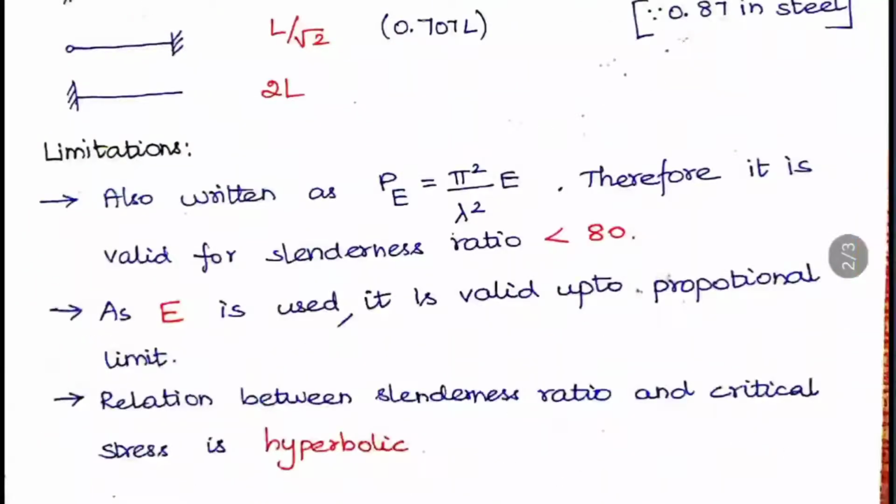So these are some limitations given for Euler's rule. It is also written as pi square E by lambda square. Therefore it is valid for a slenderness ratio less than 80 only, okay. And as E is used here, it is valid up to the proportionality limit only, and the relation between the slenderness ratio and the critical stress is hyperbolic. So the variation between these two will be in a hyperbolic way.